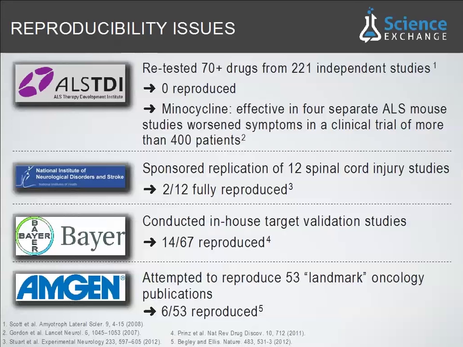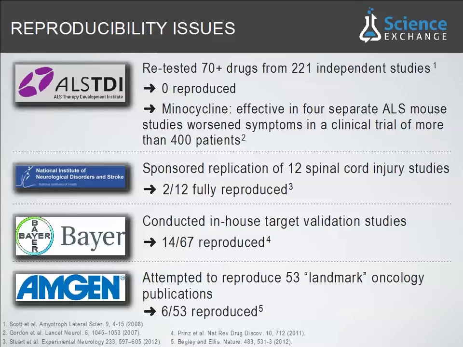So the first is from the ALS Therapy Development Institute. They retested more than 70 drugs that have been published in 221 independent studies, and they were not able to reproduce any of the results. And in fact, some of the results had been shown to be effective in multiple different studies. For example, minocycline. This was shown to be effective in 4 separate ALS mouse studies, but in a clinical trial of more than 400 patients, it actually worsened symptoms. And when the ALS TDI had replicated this experiment independently, they failed to see an effect in their mouse studies.